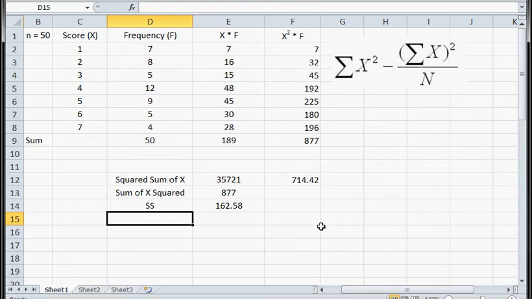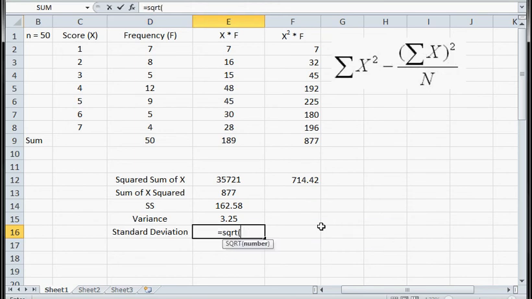Now using this SS value, we can derive standard deviation and variance. Depending on if we're dealing with the population data or the sample data, we will divide that value by a different amount. Let us assume right now that we're dealing with the data set for the population. Our variance in that case is simply going to be our SS, which is 162.58, divided by n, which is 50. Our standard deviation is going to be the square root of variance, giving us a value of 1.8.